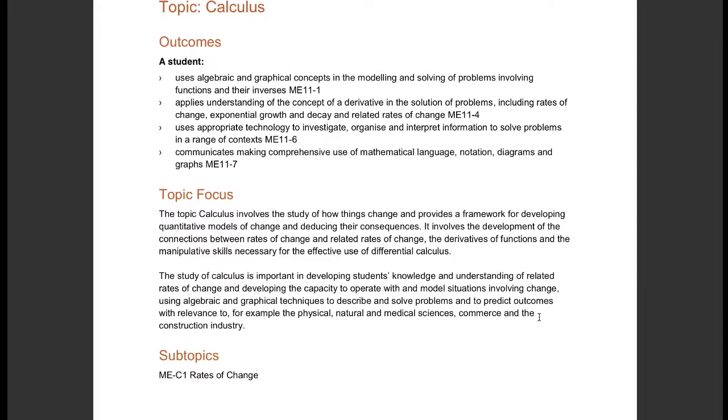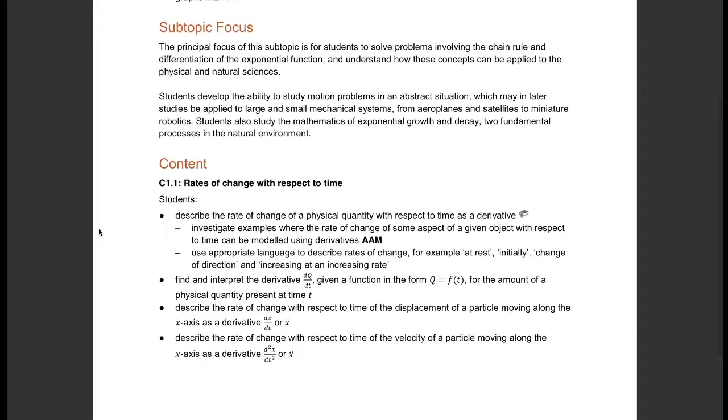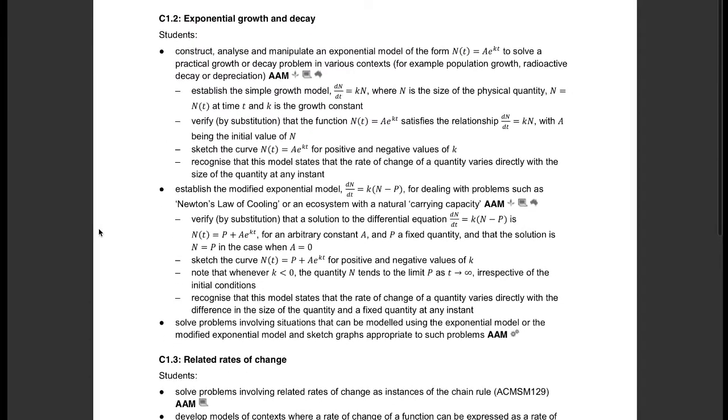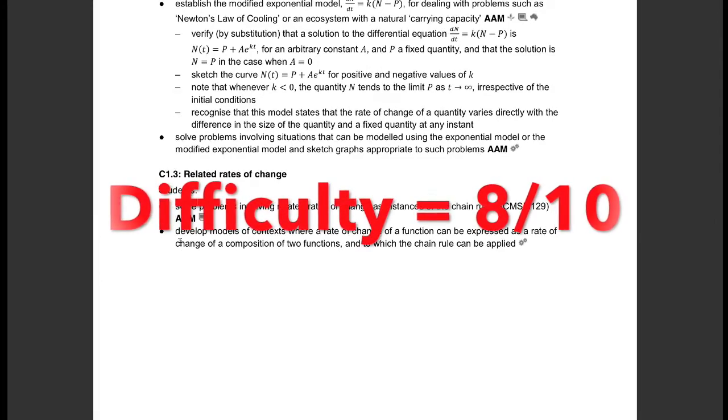We will also do further work on calculus, which you would have begun in the advanced course. We will begin by looking at rates of change with respect to time. We will begin with displacement and then go into velocity and acceleration. This will allow us to examine exponential growth and decay, which has applicable real-world applications to population growth, radioactive decay, and depreciation in finance. And then we will be able to apply all of this to look at related rates of change. The rates of change topic is an 8 out of 10 for difficulty.